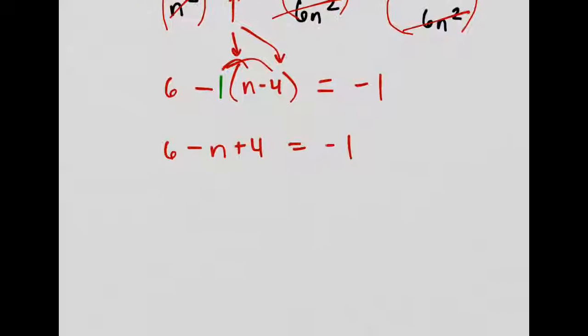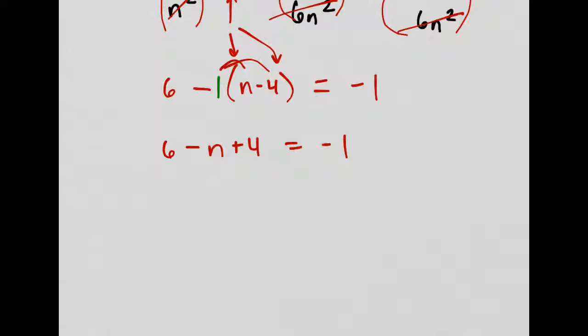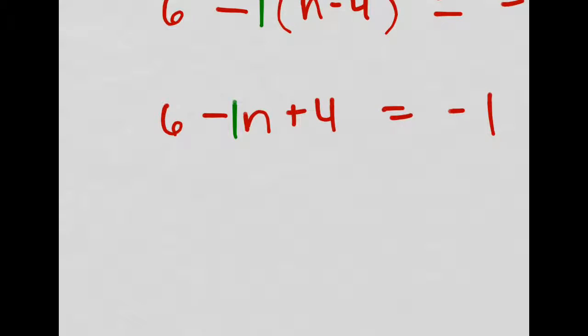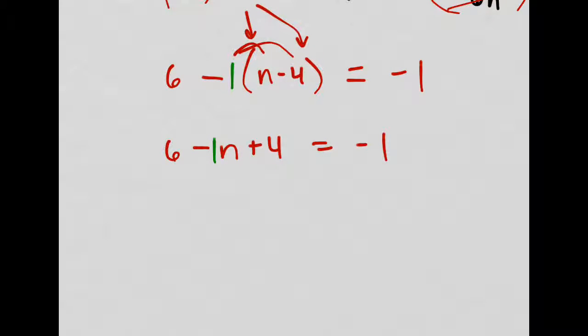Now we get the numbers to one side and the variables to the other. Well, I'm going to leave my variable right there, just so you remember that it's a 1, right? And what do I do? Oh, combine like terms. Those are like terms right there. So what do I get? 6 plus 4, that's 10. So I got 10 minus 1n, or minus n, and that's equal to negative 1.